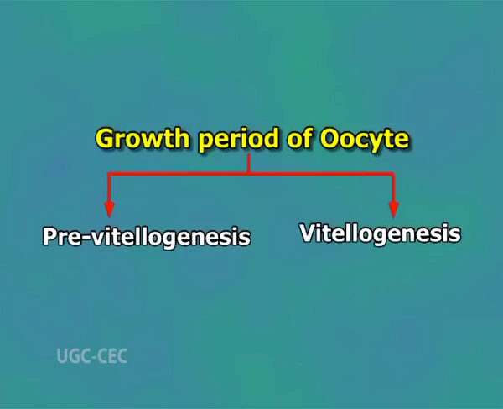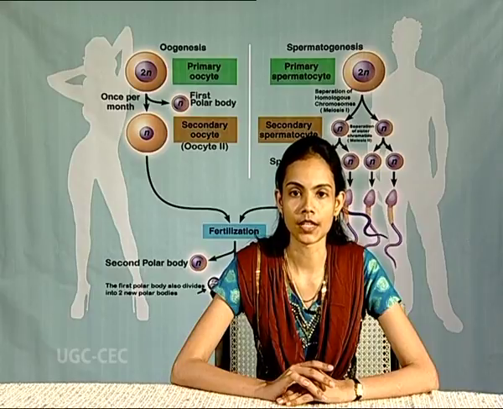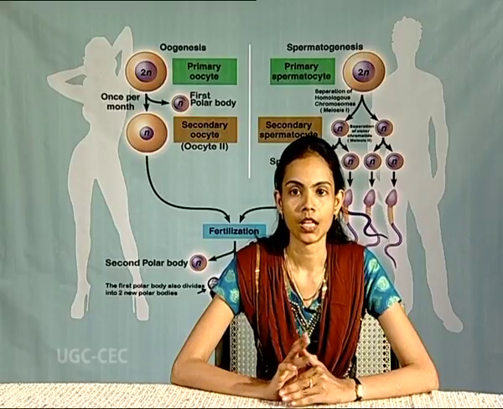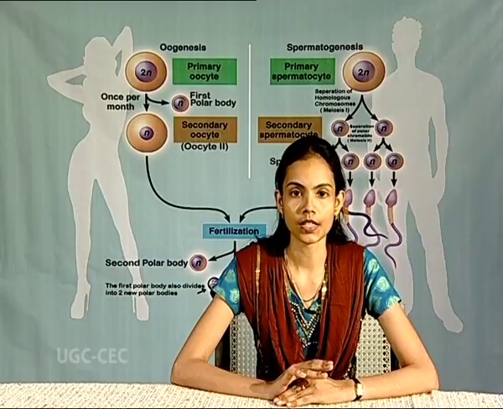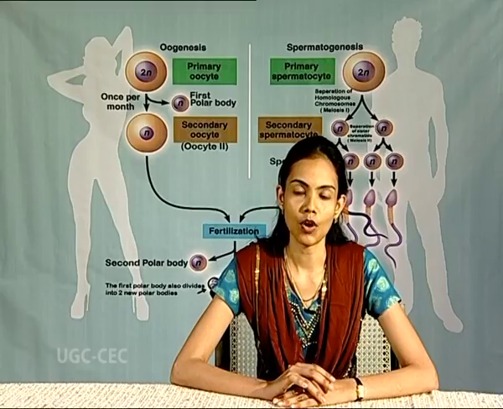Vitellogenesis. Yolk appears in the oocyte in the second period of their growth, called the vitellogenesis period. The yolk is the most essential form of food in the egg. The process of formation and deposition of yolk in the oocyte is known as vitellogenesis. It is present in the form of granules or platelets.